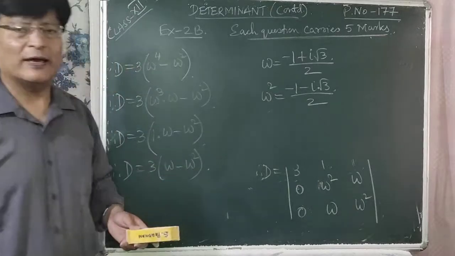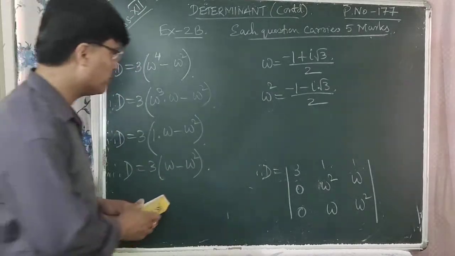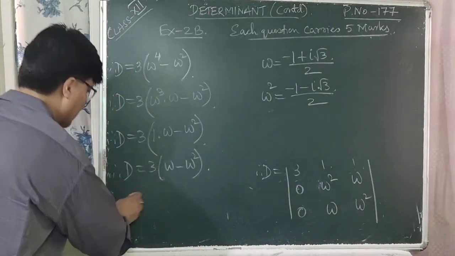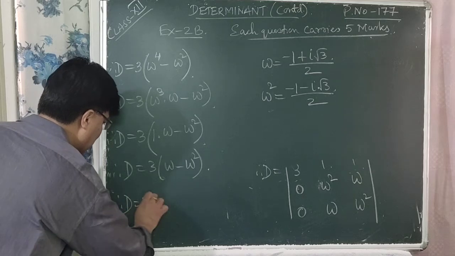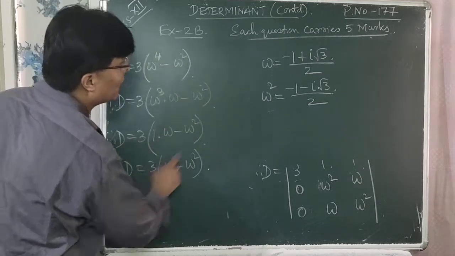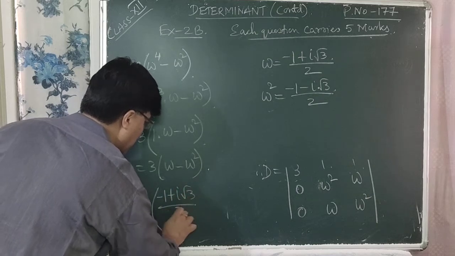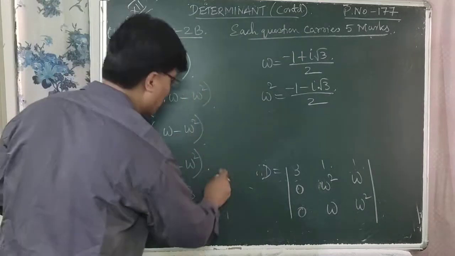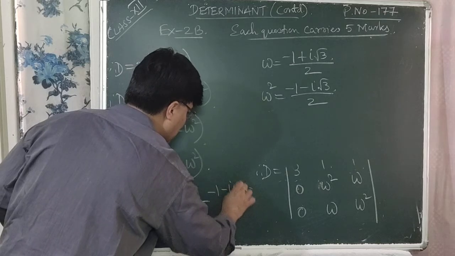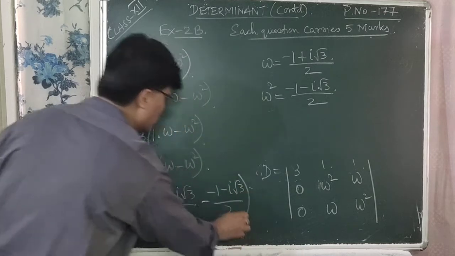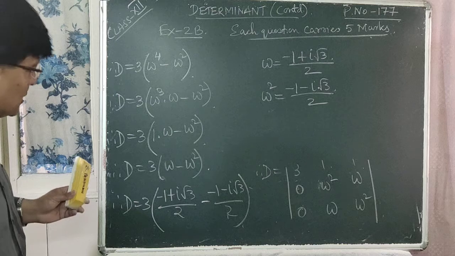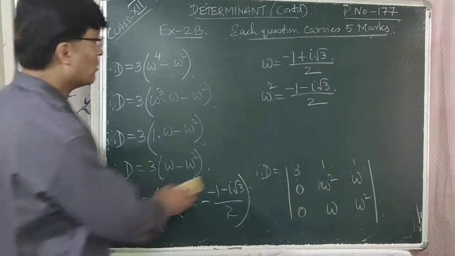You have to remember the value. Okay? So let us use the value here. So D is equal to 3 within the bracket. What is the value of omega? Minus 1 plus i root 3 divided by 2, minus, what is omega square? Minus 1 minus i root 3 whole divided by 2. Right? Take care of the sign.